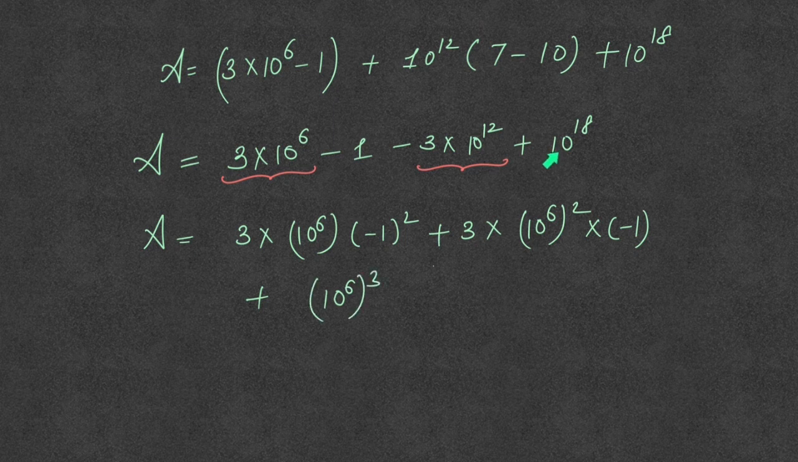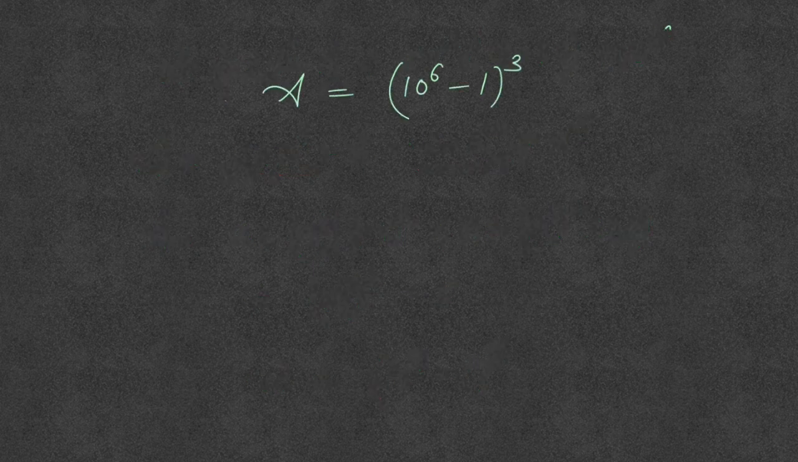For this 10 to the power 18, I can write this, and minus 1. Ultimately, this whole thing becomes, if I can grab the pattern here, 10 to the power 6 minus 1 whole cube. And finally, we need to evaluate a to the power 1 upon 3, which becomes 10 to the power 6 minus 1.